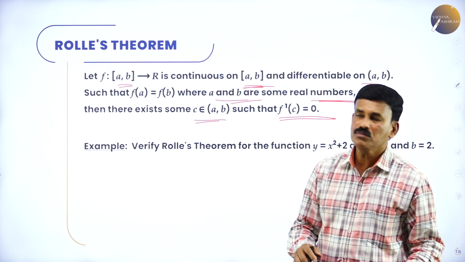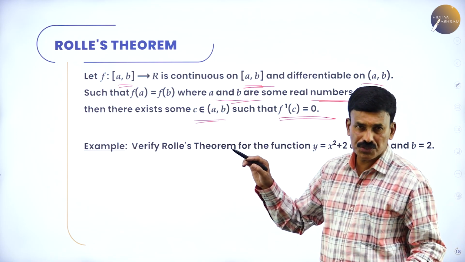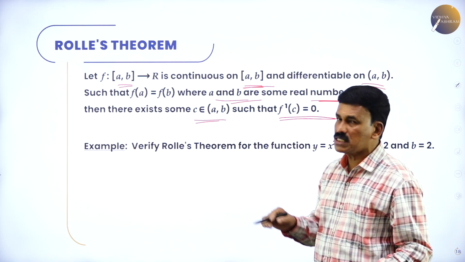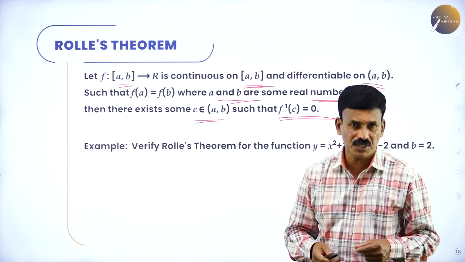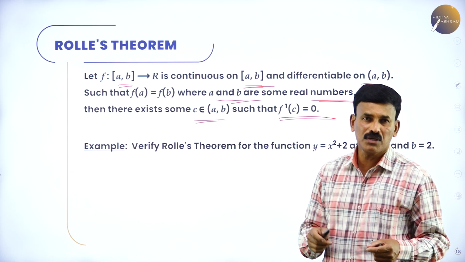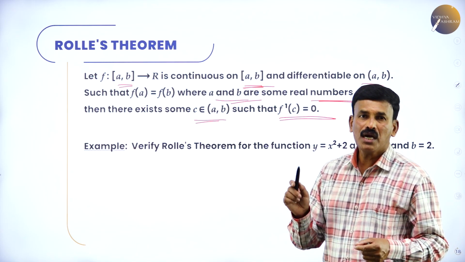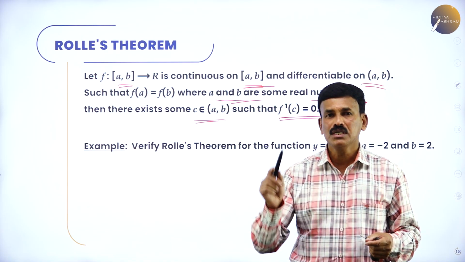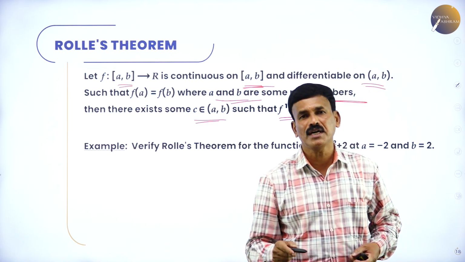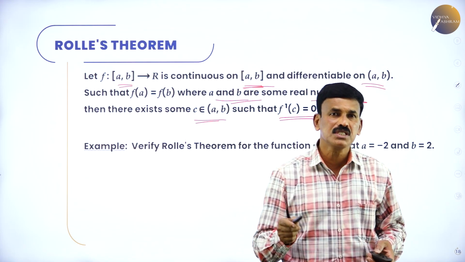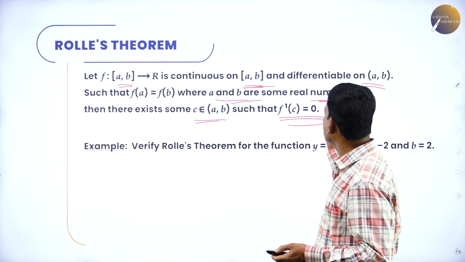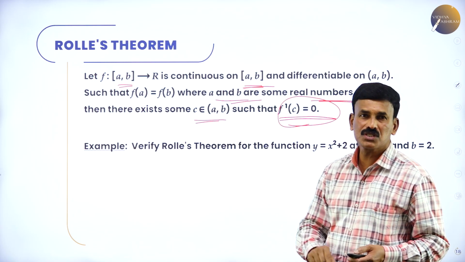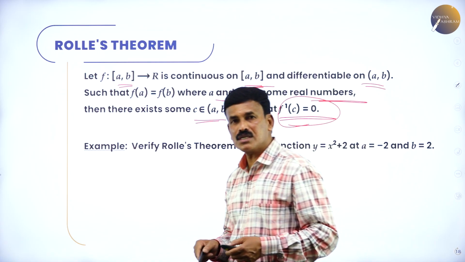So if f from the closed interval [a, b] to R is a continuous function, and f is differentiable on the open interval (a, b), and if f of a is equal to f of b, if these three conditions are satisfied, then there exists one value c which lies between a and b such that f dash of c is equal to 0. That is called Rolle's theorem.